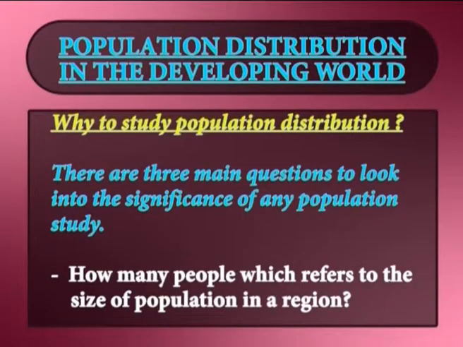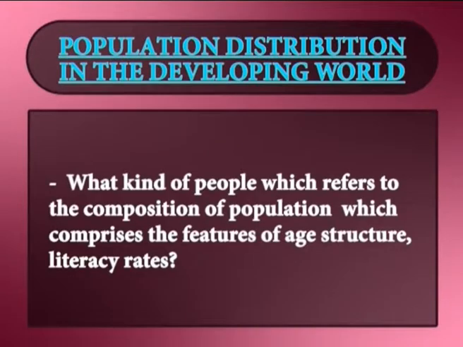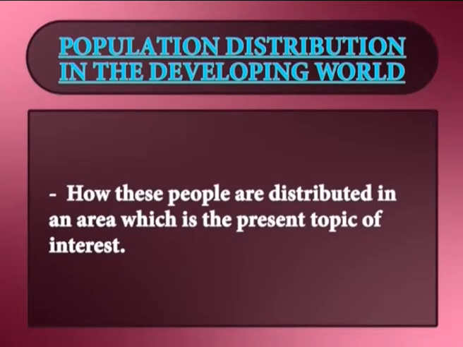Why to study population distribution? Now, there are 3 main questions to look into the significance of any population study. Firstly, how many people, which refers to the size of population in a region. Secondly, what kind of people, which refers to the composition of population, which comprises features of age structure, literacy rates, and lastly, how these people are distributed in an area, which is the present topic of interest.